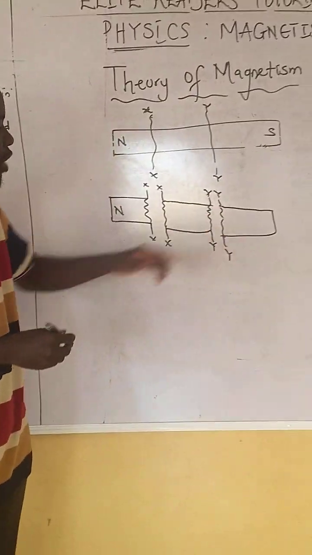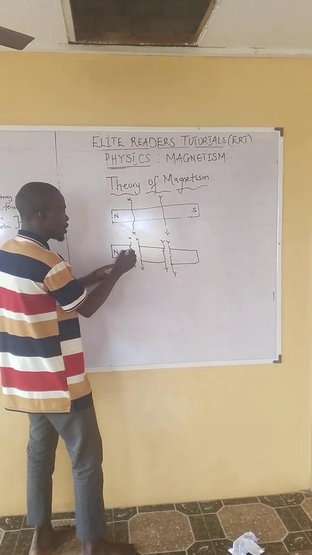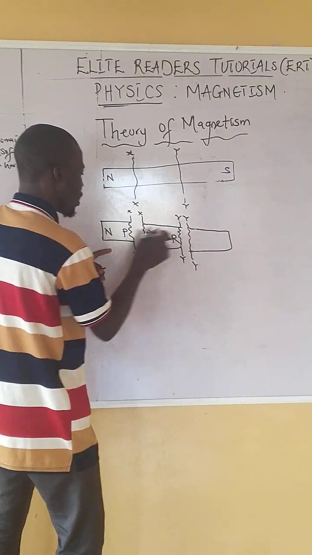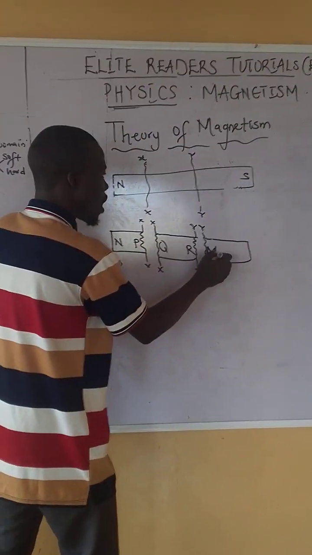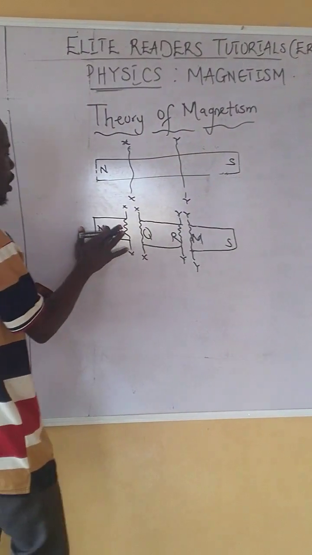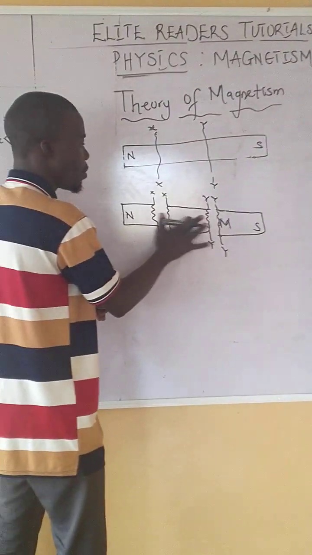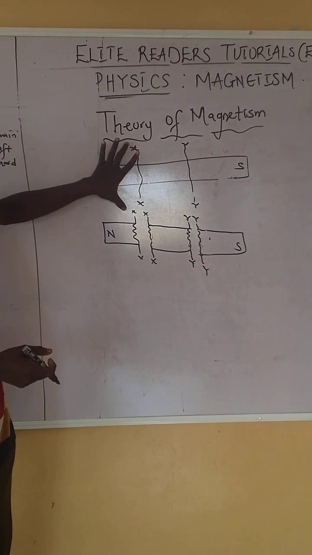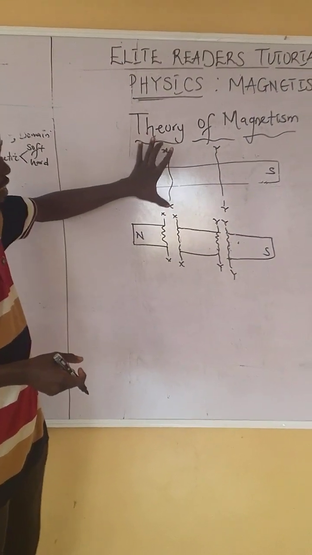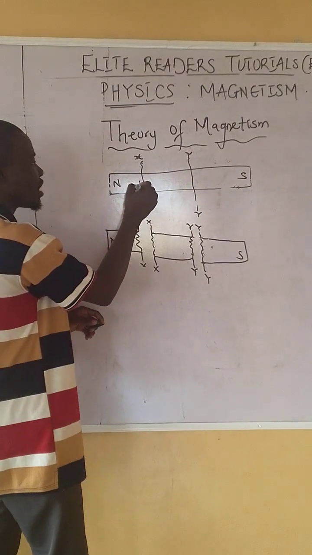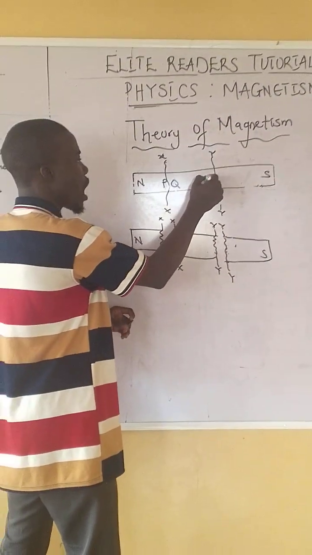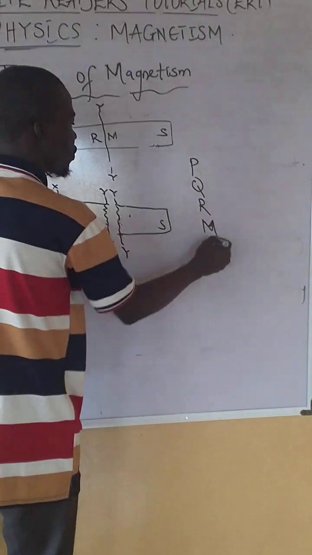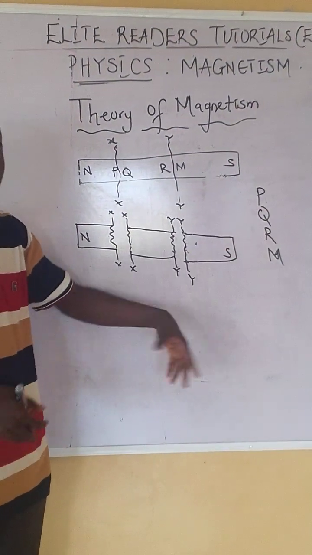So you can be asked the polarity of this. Let's say they now put P, Q, R, M, and we have S here. So let me put P here. They will give you this, and they will not tell you the polarity. If it is sectioned at XX and YY, they will put letters here, P, Q, R, M, and they will ask for the polarity at P, Q, R, and M: will it be north, south, north, and the likes?